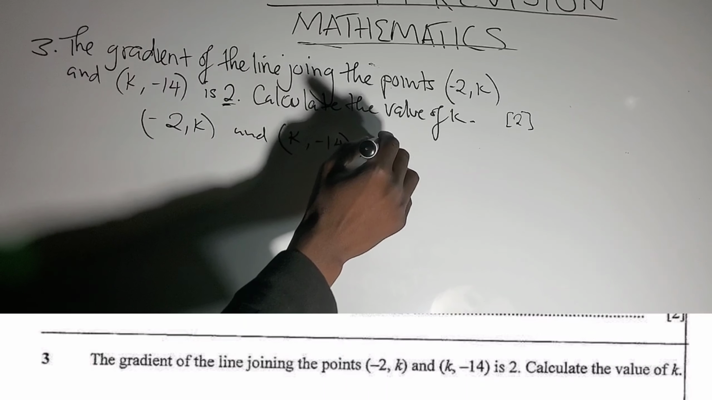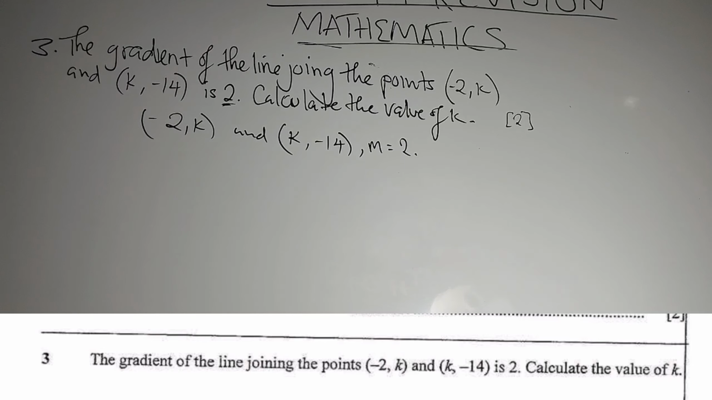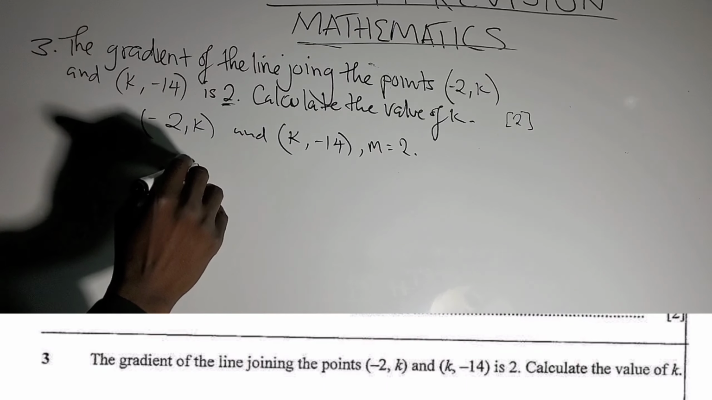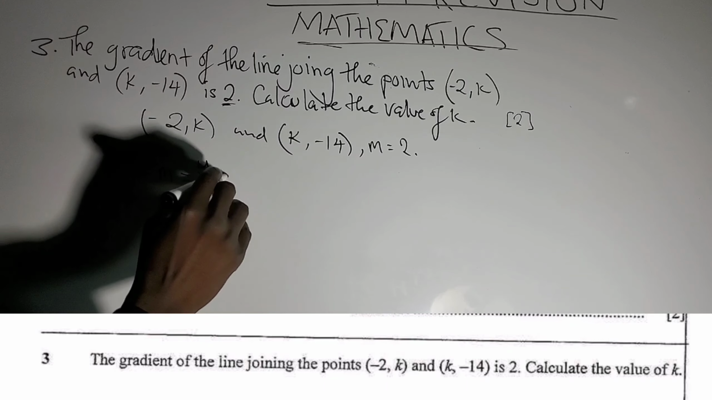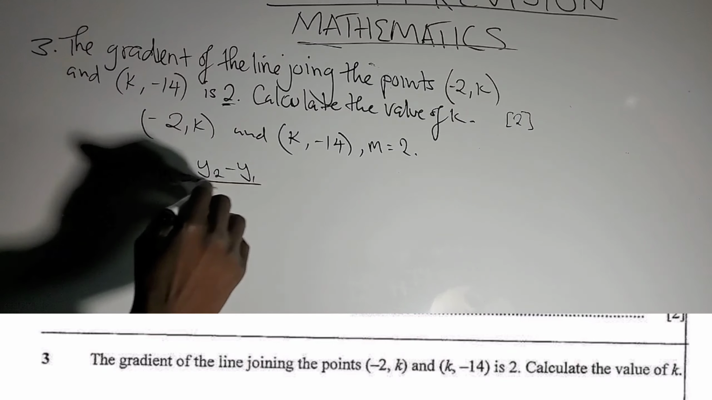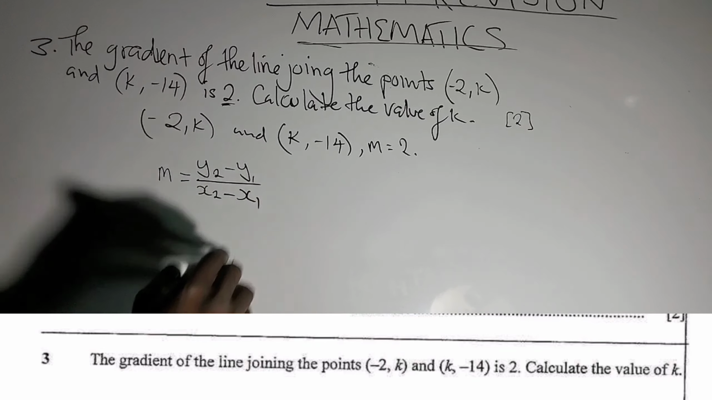You also have the gradient, which is m here as 2. So what is the formula for finding the gradient when you have 2 points? When you have 2 points, the formula is gradient equals y2 minus y1 over x2 minus x1.